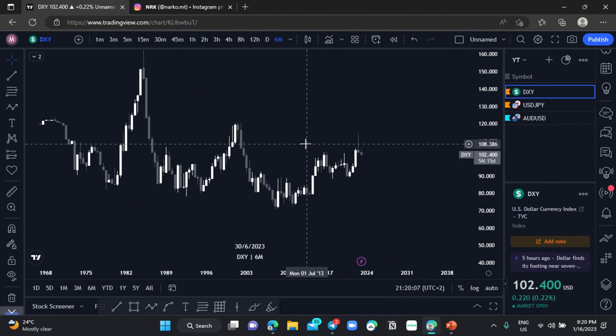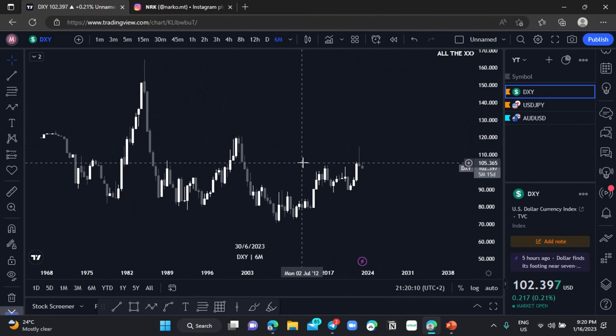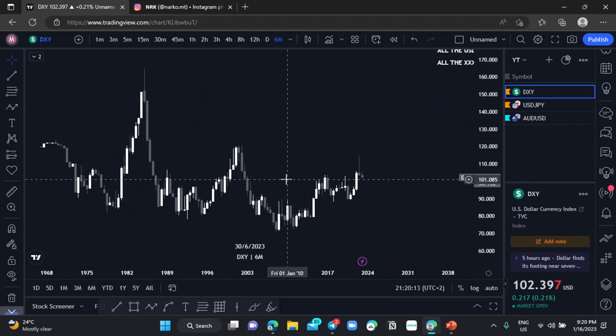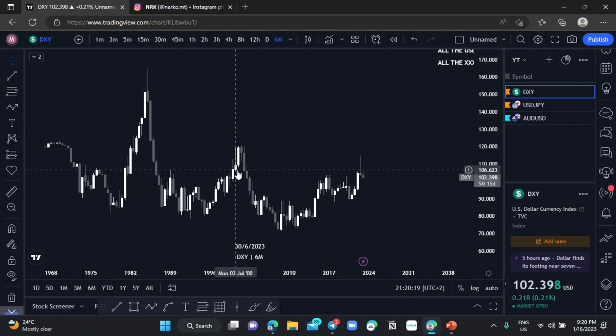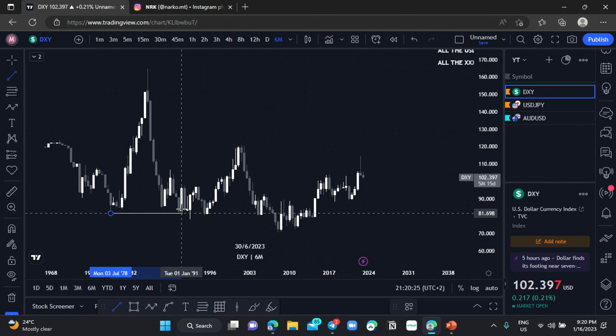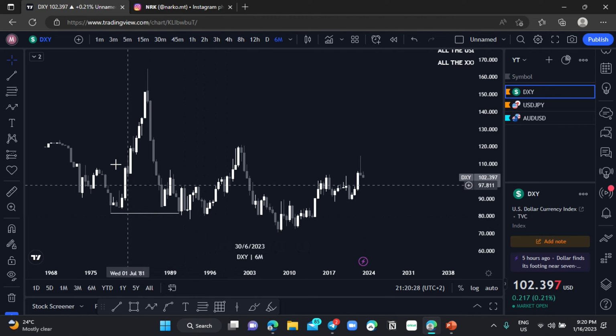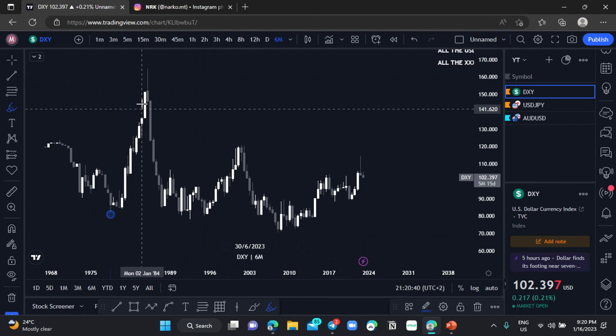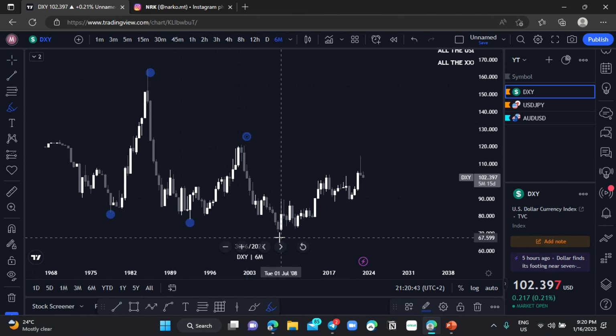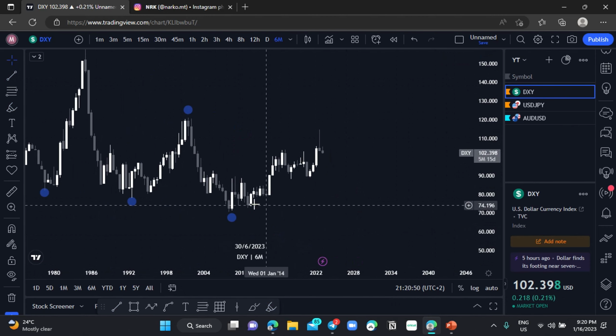Here on the 6 months chart we have the USD currency, which is the dollar index, the DXY. We can see that price is beautifully in a bearish trend, as price has violated this low here. Let's start by marking it out like this. We have this low, this high, this low, this high, and this low here. So now as you can see, we're in a bearish trend.